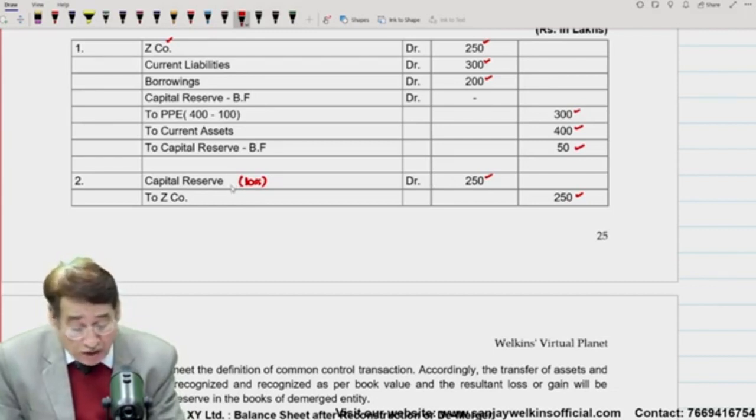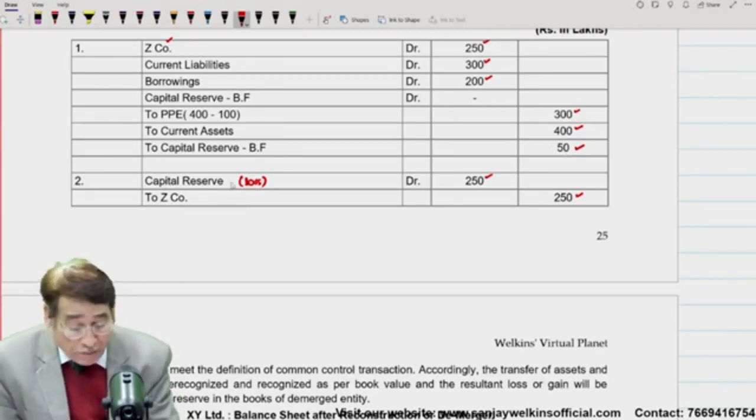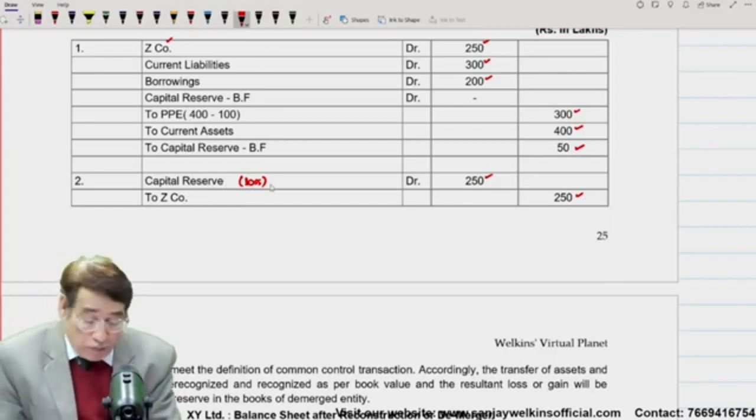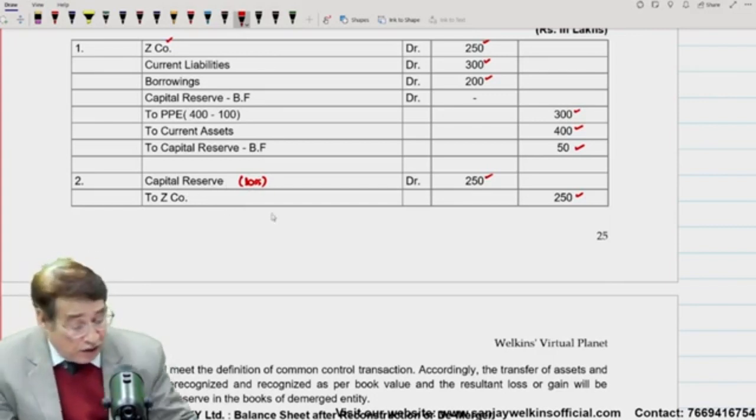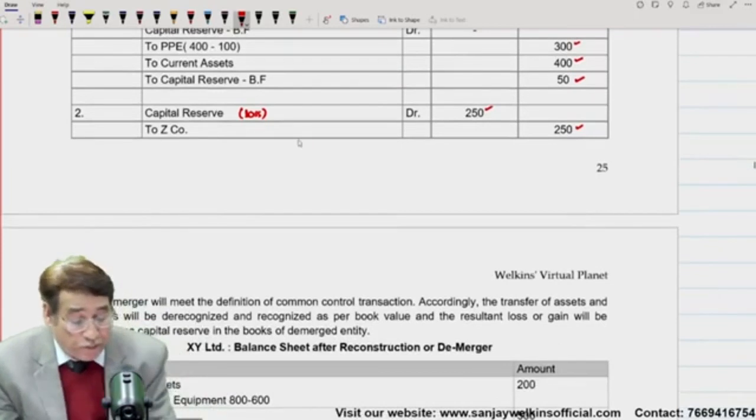Sorry, in the first entry, we had capital reserve of only 50. We had capital reserve of only 50 and we are debiting the loss of 250. In fact, you should write in this manner in this particular case. This entry is not written correctly, so you better write it in this manner.